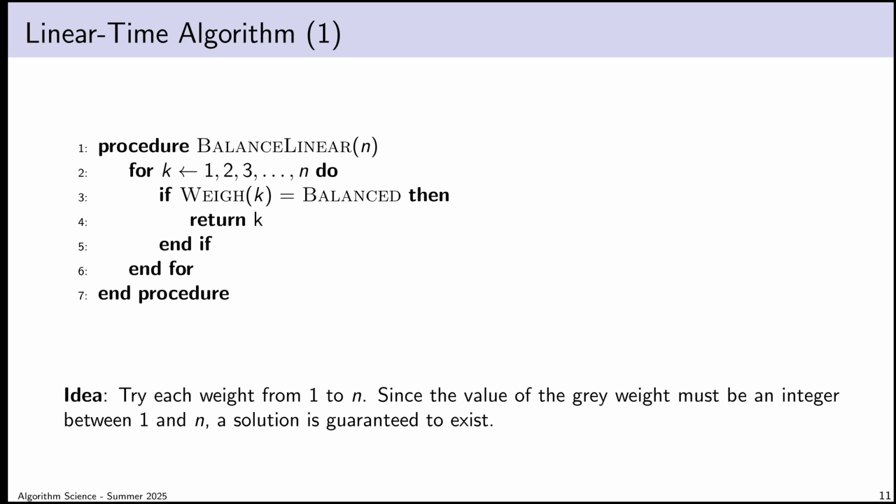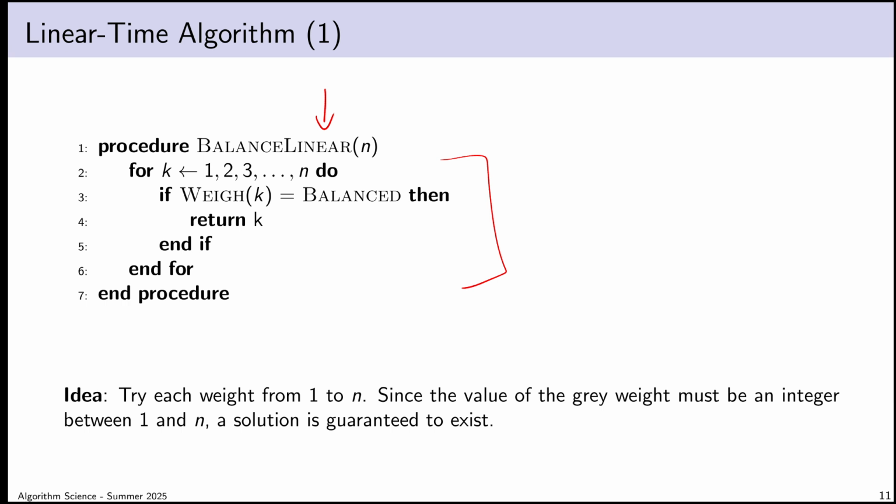All right, off the bat, here is an algorithm that I claim solves the problem. I've gone ahead and called it balance linear because I think at this point we can glance at this and agree it probably is a linear time algorithm. The idea behind this algorithm is that we try every possibility. So there are n possibilities, 1, 2, 3, 4, 5, and so on up to n. We just try each one of them in turn, and we're guaranteed that one of them is going to be correct, and so when we find it, we return it.